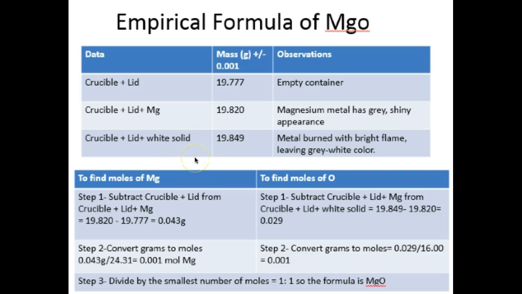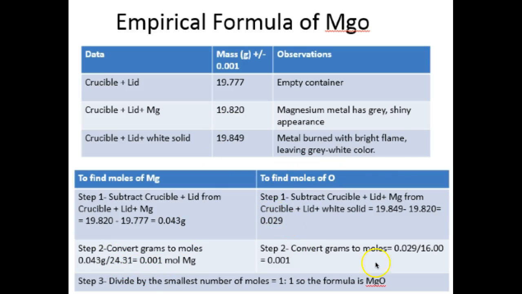If we want to find how many moles of magnesium, what we would do is take your crucible, lid, and magnesium, which is the 19.820, and subtract the 19.777. That will give us grams of magnesium. So crucible, lid, and magnesium minus crucible and lid equals magnesium. Then you're going to convert that to moles, and you get 0.001 moles of magnesium.